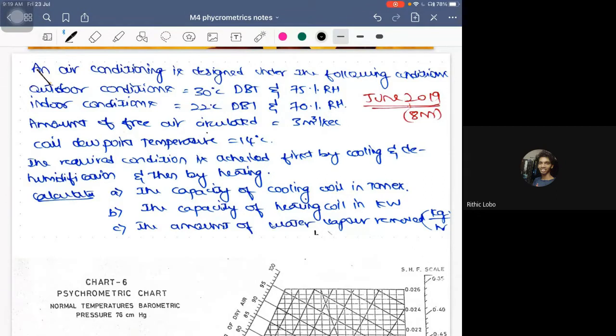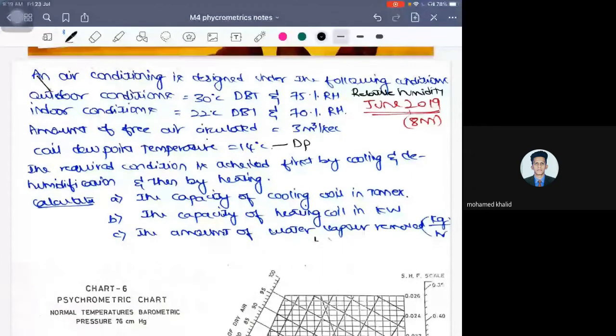Sir, what does RH mean? Relative humidity, okay. Dew point temperature, this is nothing but TDP, so whatever you want, you can represent it. Dew point temperature is 14 degrees Celsius.